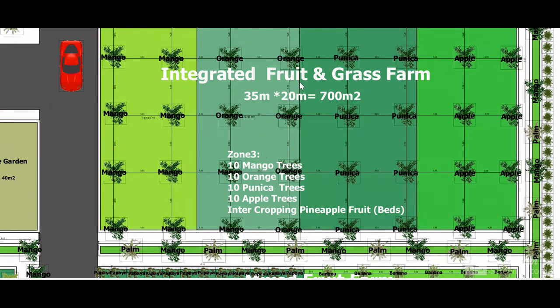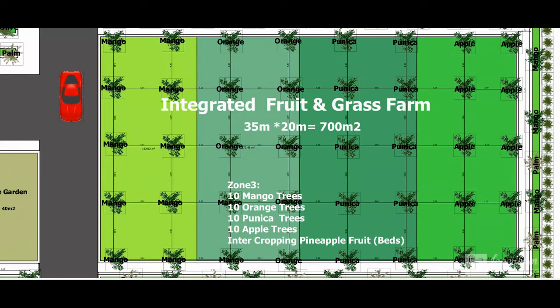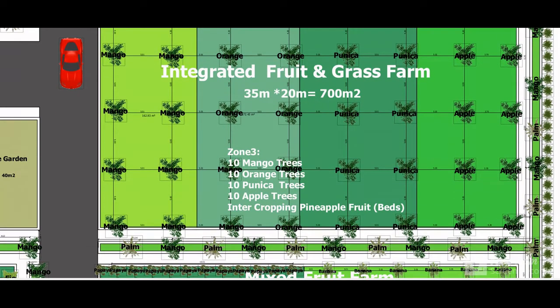It is integrated with fruit and grass. Why fruit and grass? Because after using these fruit trees, we use intercropping pineapple fruit on the bed. Here we also have four types of fruits: mango, orange, papaya, and apple. It is about 10 mango trees, 10 orange trees, 10 papaya trees, and 10 apple trees, and also intercropping pineapple fruit trees. It is optional, to increase profit.